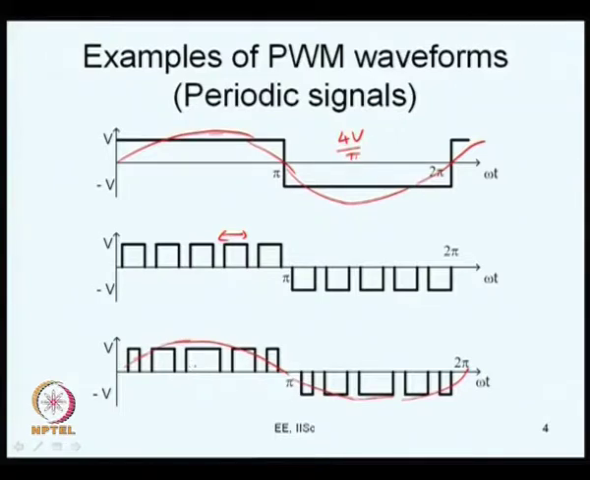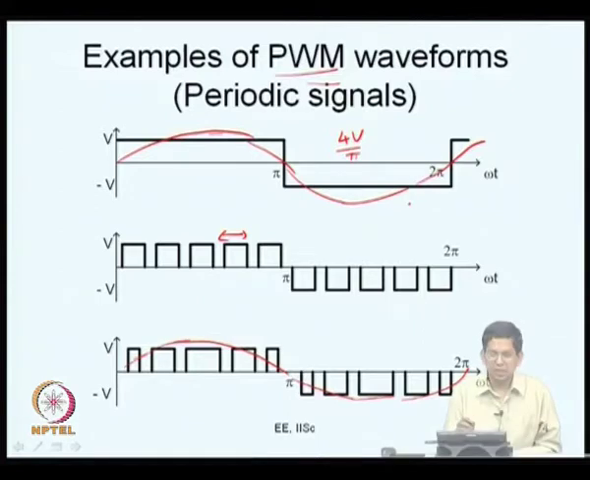So, one way I can say it is, you look at these pulses and they have certain widths, and those widths are modulated in a certain fashion, and that is why we call it PWM, modulating the widths of these pulses such that you get the desired fundamental voltage, and the harmonics are reduced.